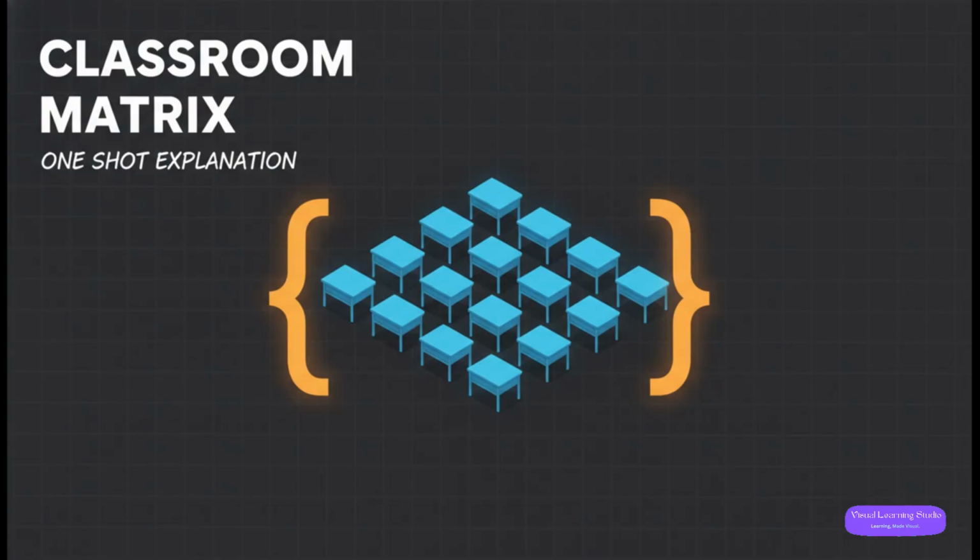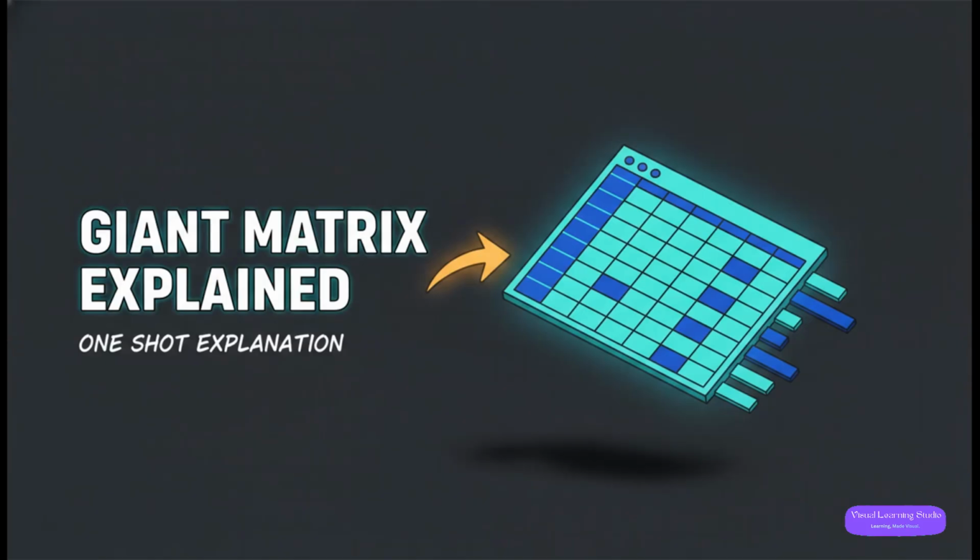You actually see these everywhere. A simple seating chart in a classroom? Yep, that's a matrix. And spreadsheets? You've definitely used those. That's all a matrix is, just a grid for organizing stuff.